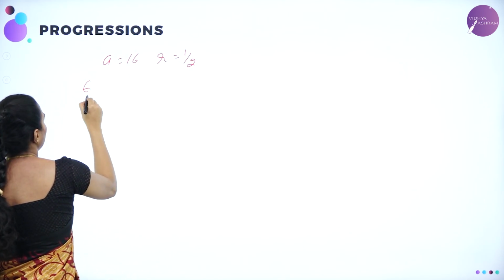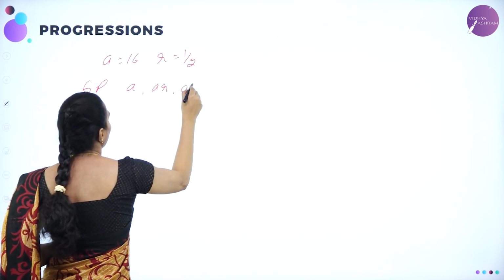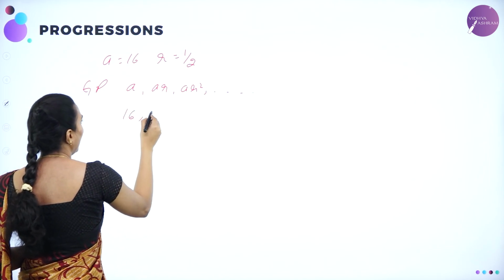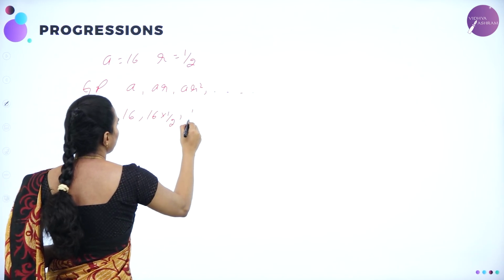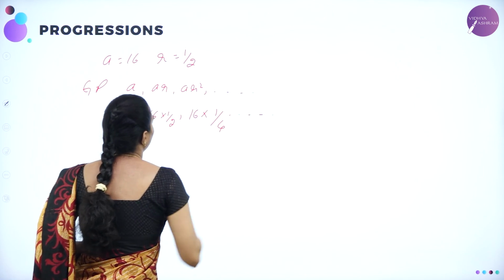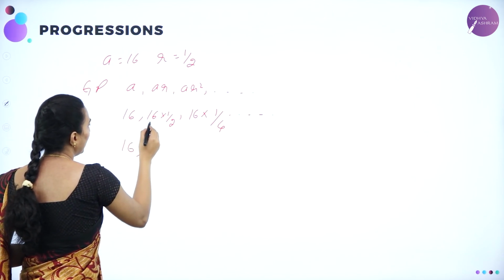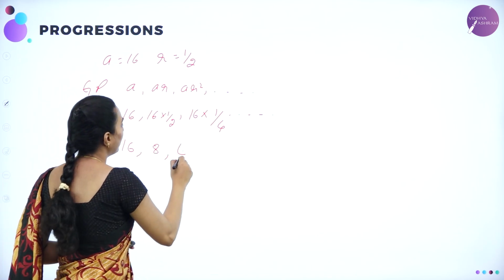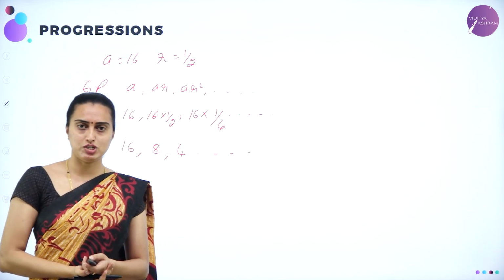Now what is the GP? GP is given by A, AR, AR squared, etc. Now A is 16, AR is 16 into 1 by 2, and AR squared is 16 into 1 by 2 whole squared, which is 1 by 4. So it can be written as 16, 16 by 2 is nothing but 8, and 16 by 4 you are going to have 4. It will move on. That's it, yes. These are the GP terms.